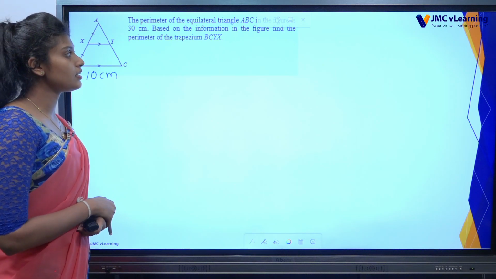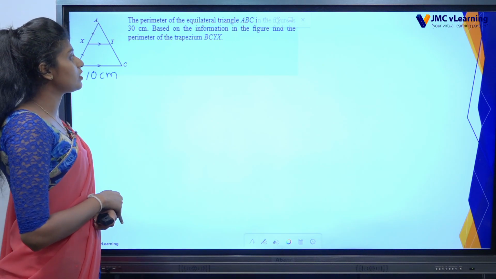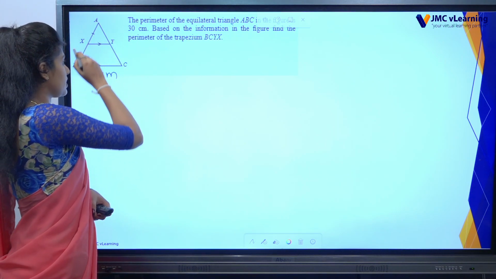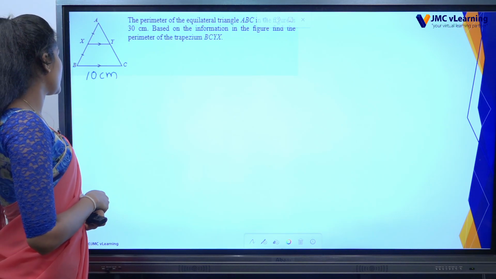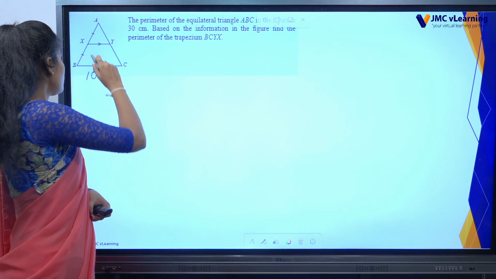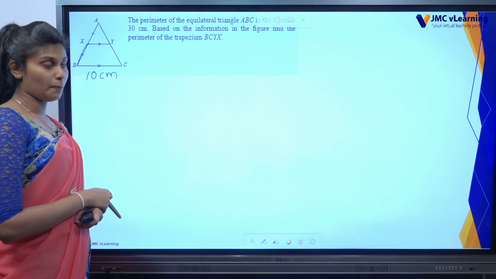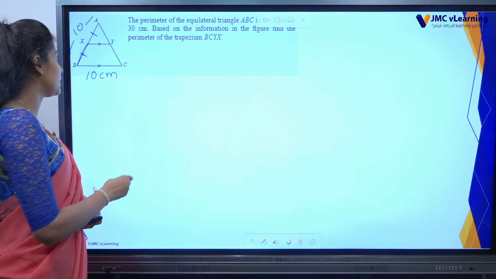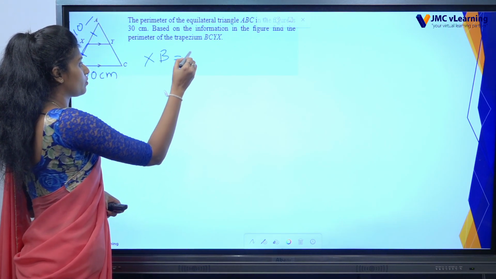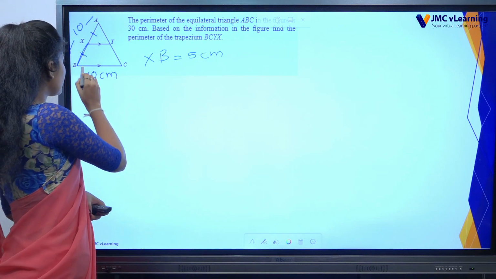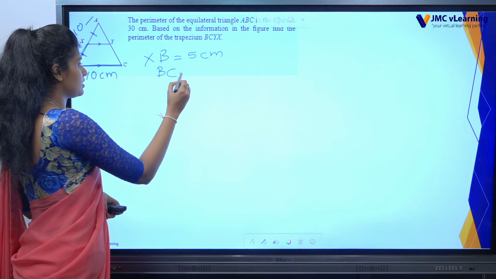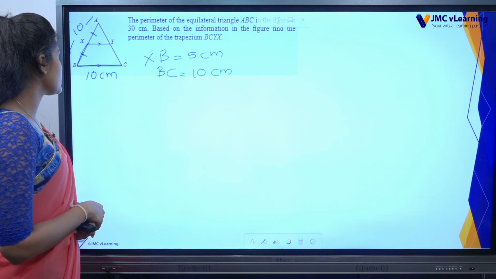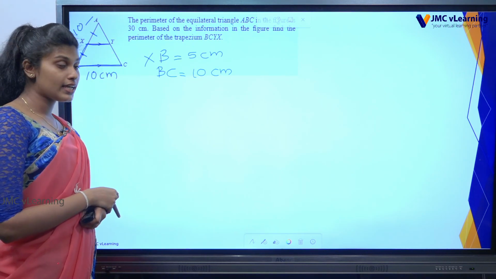Based on the information in the figure, find the perimeter of the trapezium BCYX. This perimeter you have to find. Now already we know the length of XB because these two lengths are equal. This side is 10 centimeter. That means XB length is equal to 5 centimeter and we know the length of BC, it is equal to 10 centimeter.